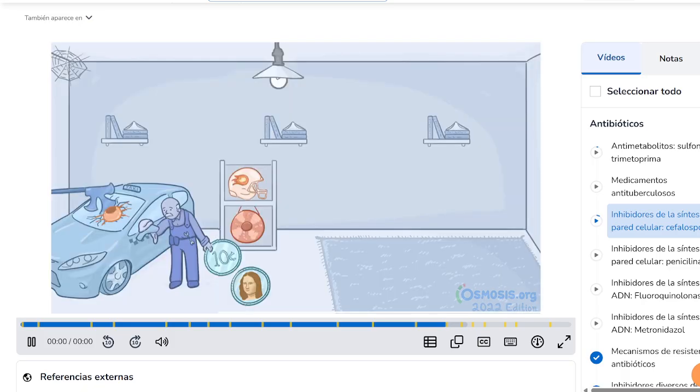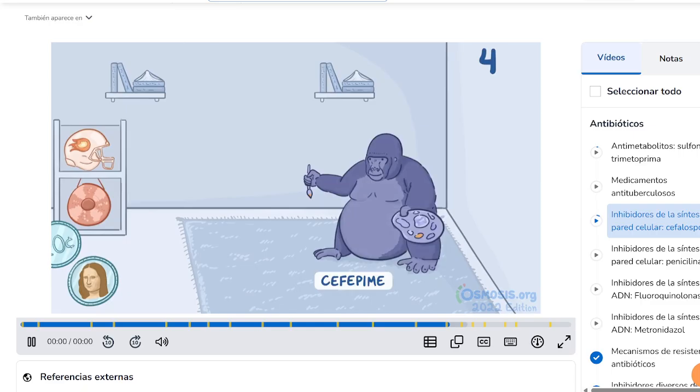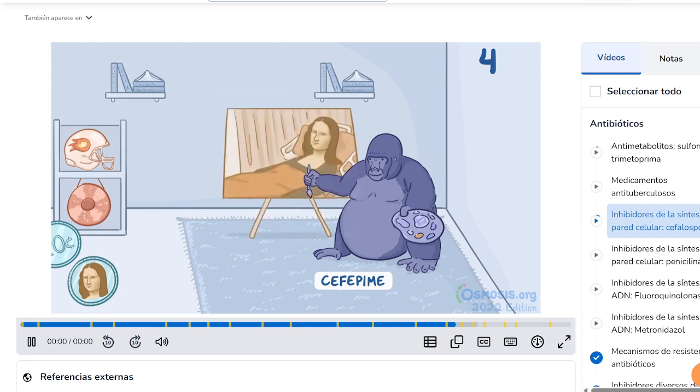Back to the mnemonic. The main 4th-gen cephalosporin in the US is cefepime, which will be represented by a primate, so we'll use a gorilla. It shares the room with the mechanic, so it can be used to treat many of the same infections as the 3rd-gen. It's also effective against Pseudomonas, so let's have him paint a picture of the Mona Lisa, except she's in a hospital bed to represent nosocomial infections.